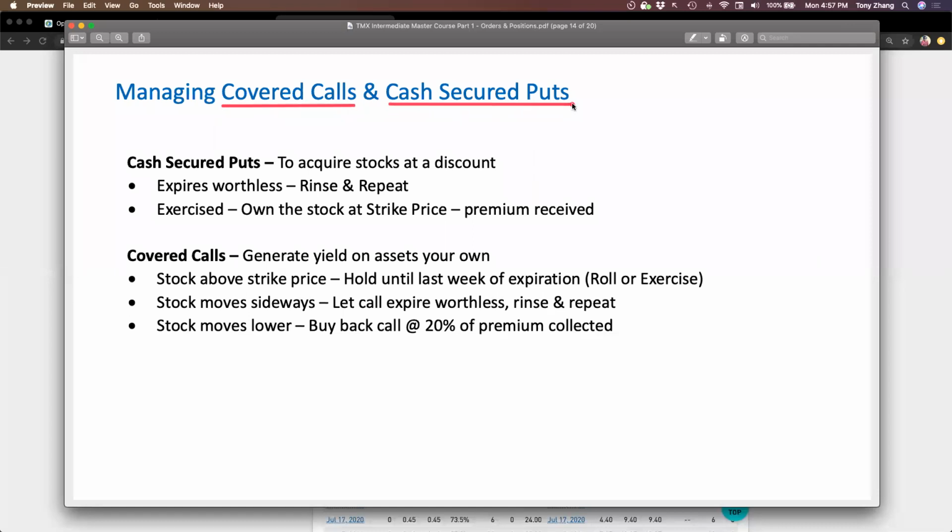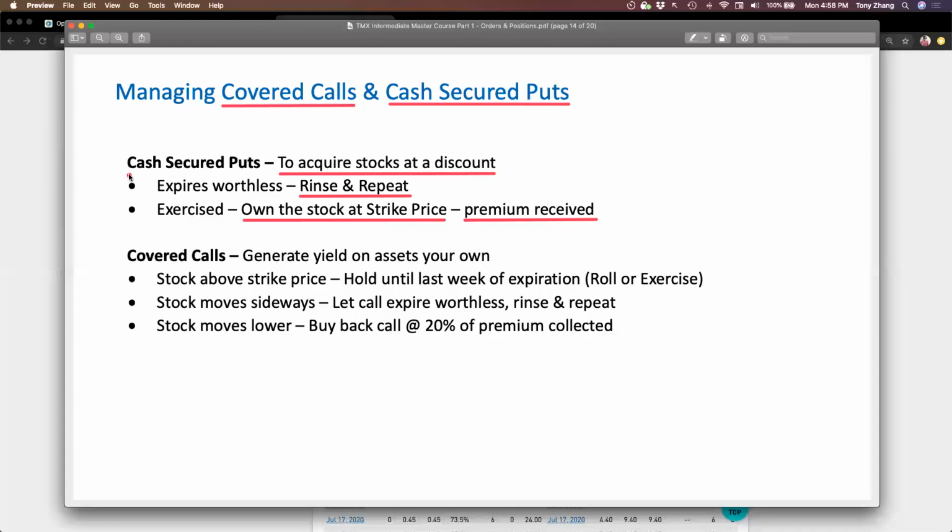This is a strategy that most of you as beginners will start with. So that's why we're starting with these strategies. Now, when you sell a cash secured put, this is a strategy that allows you to acquire stocks at a discount. When you sell a cash secured put, there are two possible outcomes. The put can expire worthless, and this is when you rinse and repeat by selling another put and continue to collect premium, or your put gets exercised, which means that now you own the stock at the strike price minus the premium that you received.